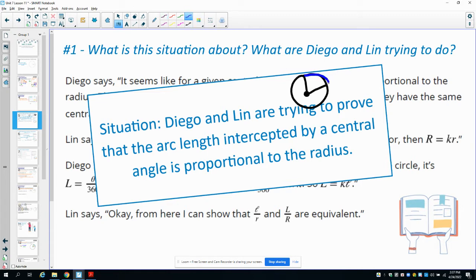So arc length would be here, intercepted by that angle, intercepted meaning between, okay? So between that central angle. The length of that arc and the radius are proportional, meaning if we divide them, they will be proportional no matter how big the circle is.